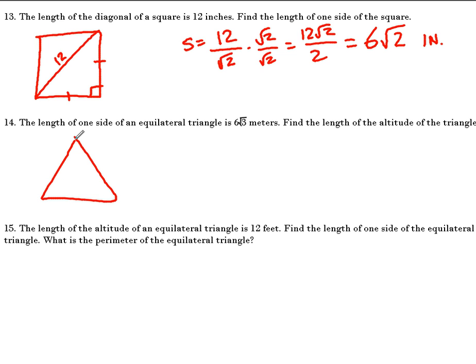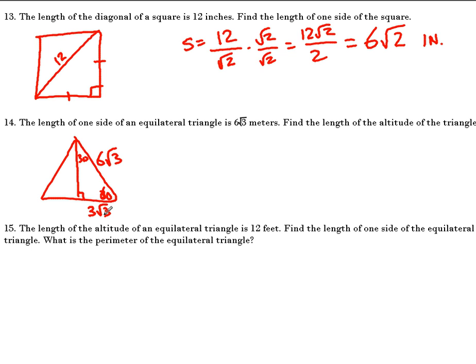In 14, when I'm given an equilateral triangle, the side of one of them is 6 times the square root of 3. We want to know what the altitude is. Well, this is 60 degrees, that means this is 30 degrees, with that being a 90-degree angle. I want to know what the altitude is. Well, to get from the hypotenuse to this short leg, I just divide by 2. So that means this is 3 times the square root of 3.